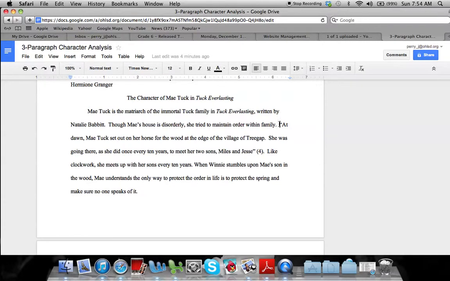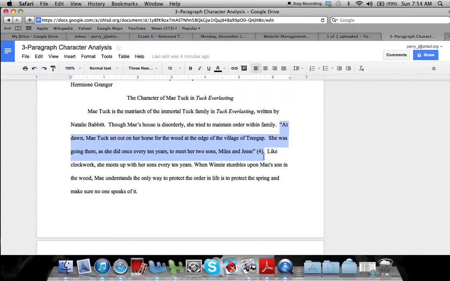So I'm going to support it with evidence from the text in this sentence. "At dawn, May Tuck set out on her horse for the wood at the edge of the village of Tree Gap. She was going there as she did once every 10 years to meet her 2 sons, Miles and Jesse." Notice how I have a beginning quotation, a close quotation, a space in between, and then I put a set of parentheses. Inside of that, I put the page number and a period. Your quotes need to be formatted the exact same way.